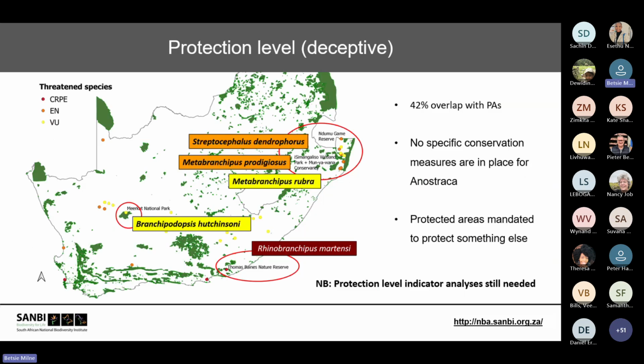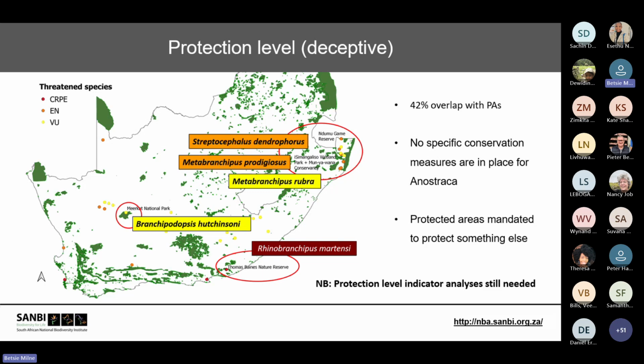And then if we look at protection level, it's just important to mention that we haven't done a protection level indicator analysis just yet. So this is just a representation of protected areas overlap. And 5 of our species are currently overlapping protected areas. Most of these are in the northern KwaZulu-Natal area, and then we've got one in the Meerkat National Park in the Northern Cape and one in the Eastern Cape in the Thomas Baines Nature Reserve.